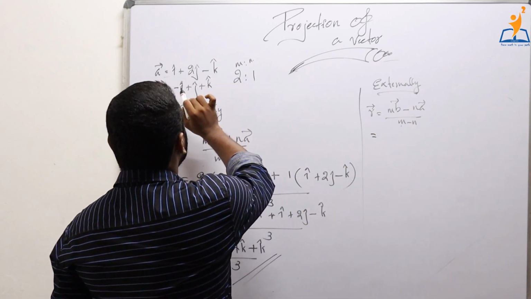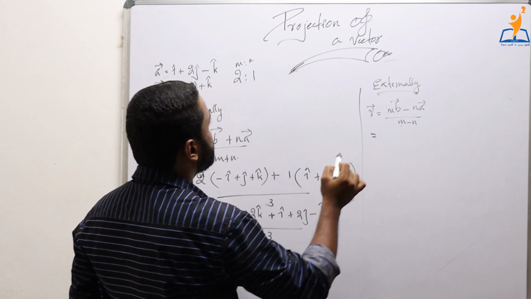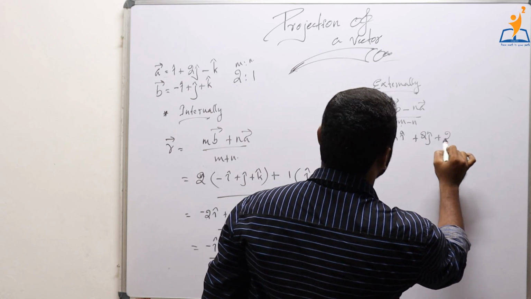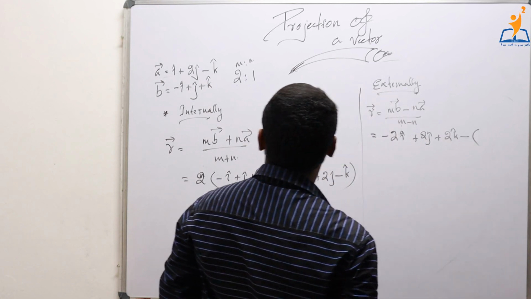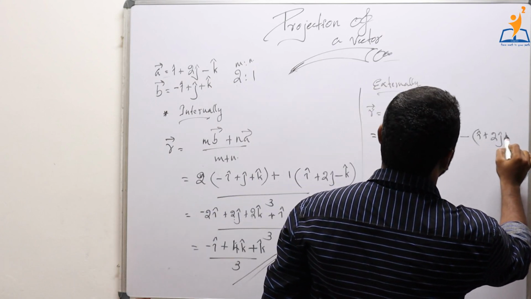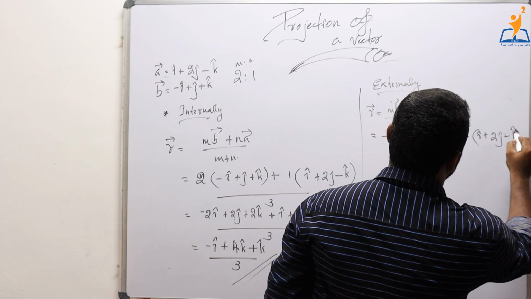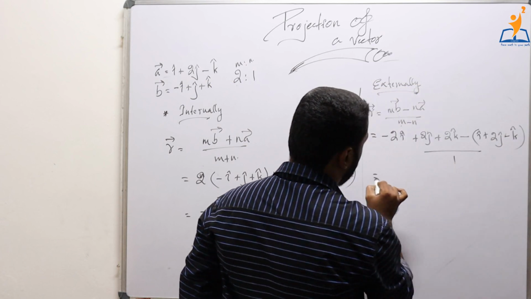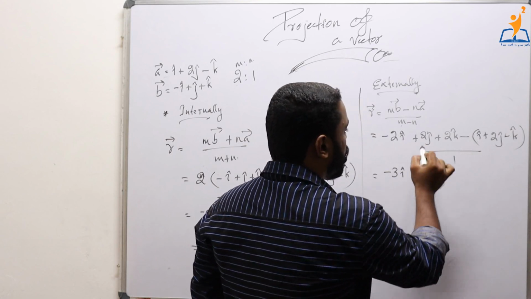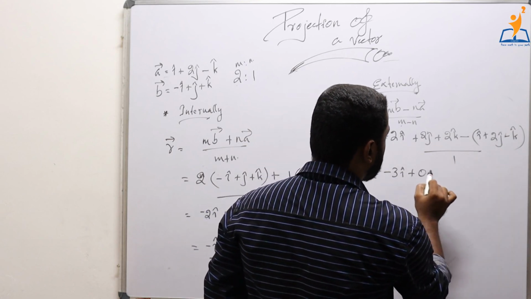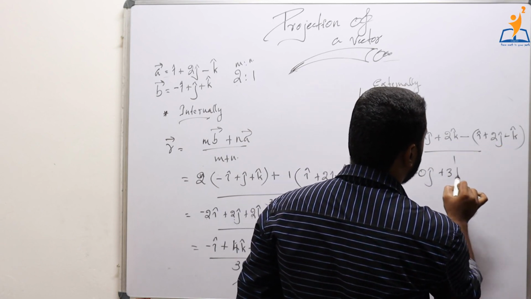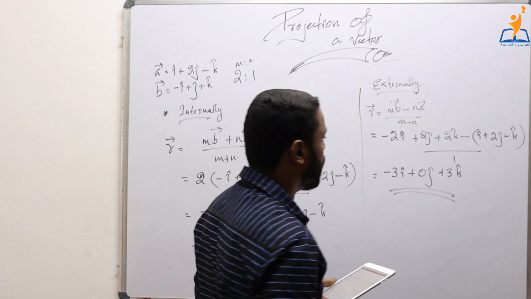mb is nothing but 2 into this, that is −2i cap + 2j cap + 2k cap, minus na, that is i cap + 2j cap − k cap, divided by m − n, which is nothing but 1. Now −2i cap − i cap is nothing but −3i cap. 2j cap − 2j cap is nothing but 0j cap. 2k cap − (−k cap) is nothing but 3k cap. So this will be the answer when the division is external.